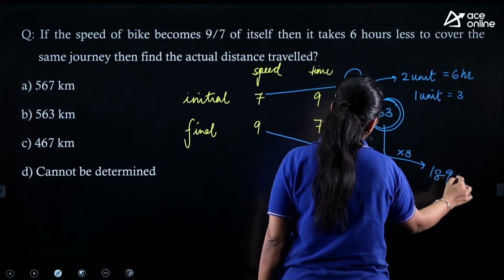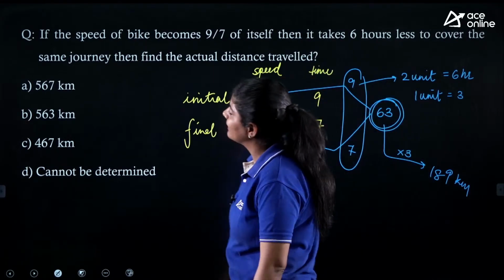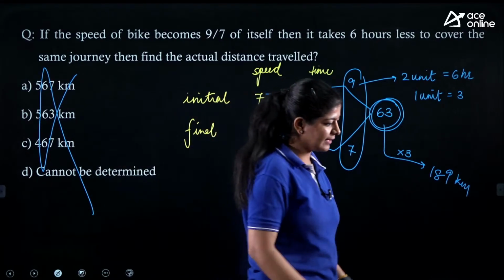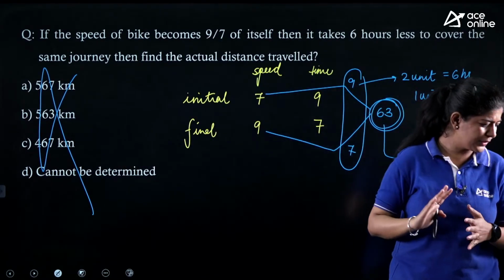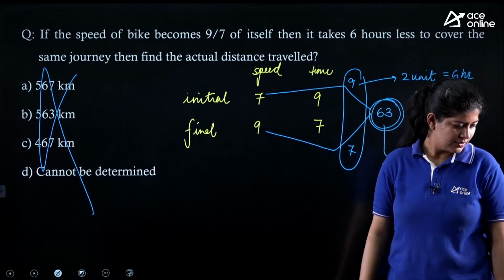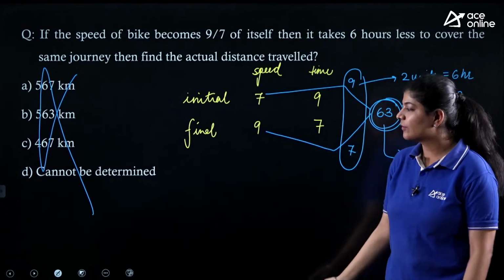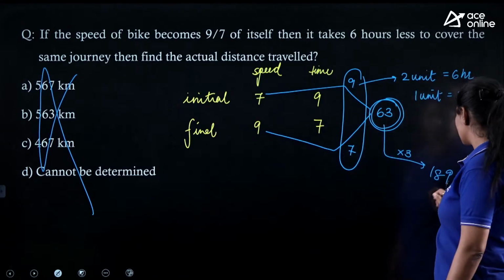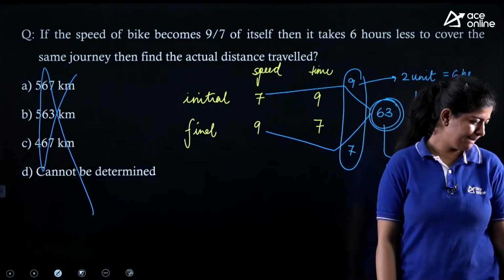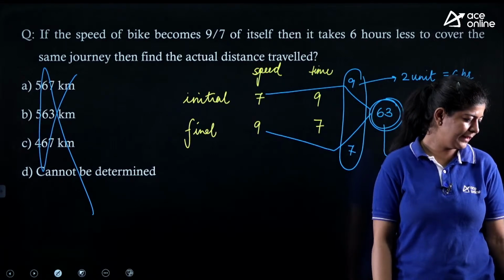And we are getting 189 kilometers, and I guess this is not available in the options. 189 kilometers is the correct answer. Or you can do one thing, you can find out the multiple of it, but the correct answer over here is 189 kilometers. Right? Next.